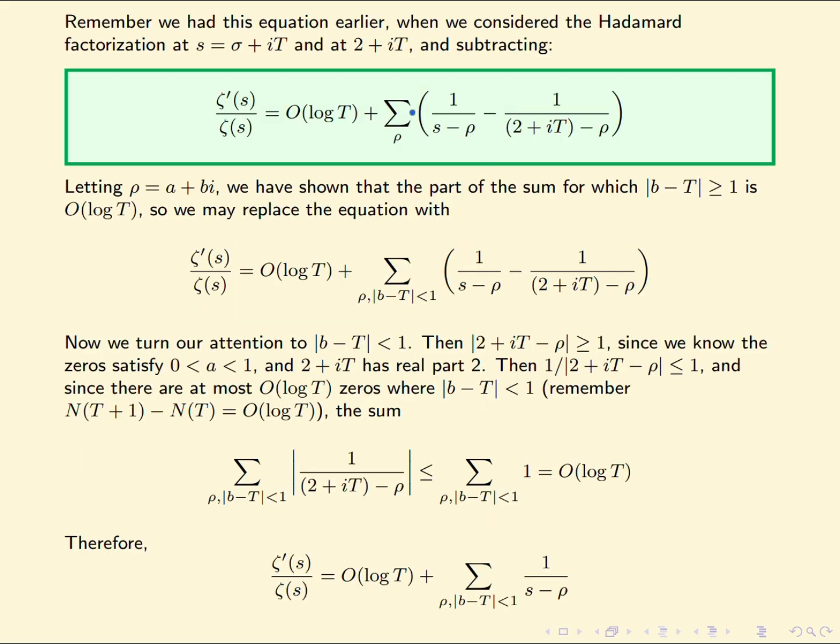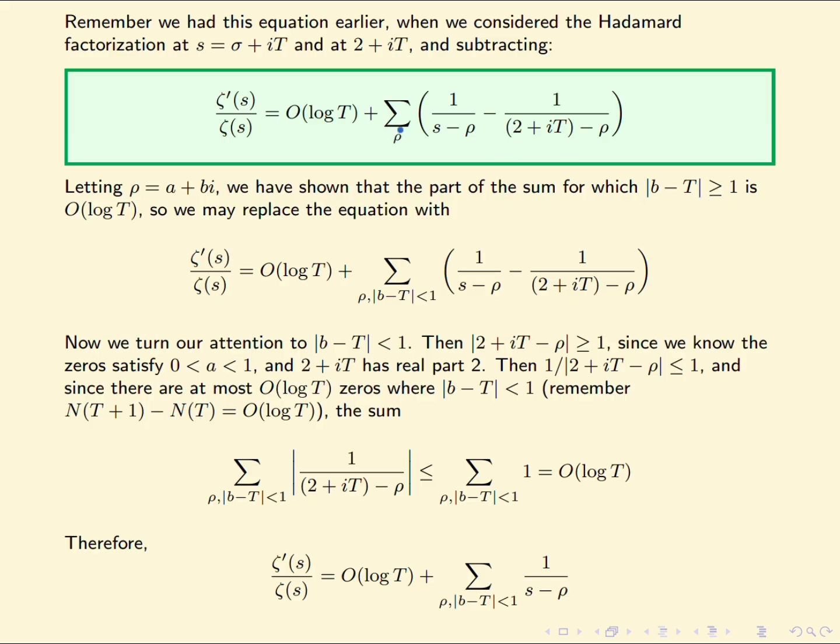Okay, so remember, this is back to the formula we were trying to look at before. After we used the Hadamard factorization theorem, and then subtracted those two values, we got this term. And then this sum is too hard to deal with directly, so we split it up into a section where b minus t is greater than or equal to 1.